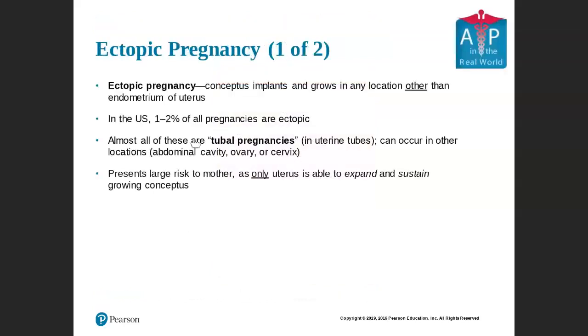Ectopic pregnancy: this is when a conceptus implants and grows in any location other than the endometrium of the uterus. 1 to 2% of all pregnancies are ectopic. Almost all of these are tubal pregnancies, which means they occur in the oviducts. But they can occur in other locations like the abdominal cavity, ovaries, or the cervix. It presents a very large risk to the mother because only the uterus is able to expand. Remember, only the uterus has the ability to expand and sustain a growing conceptus. So when it occurs elsewhere, it probably will hemorrhage and could even result in death of the mother unless surgery occurs.